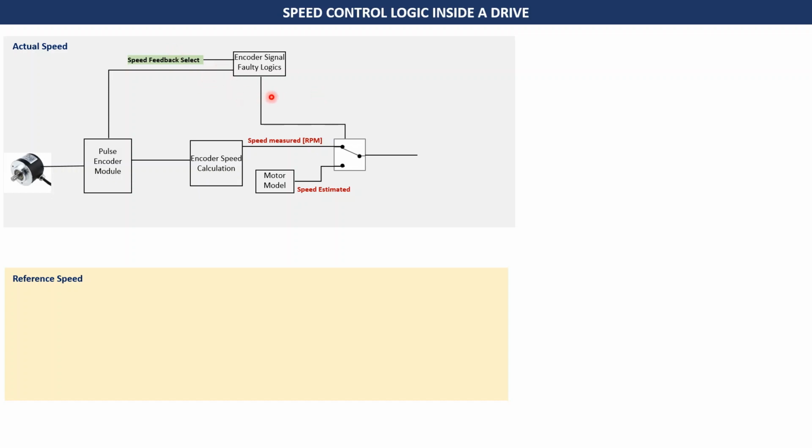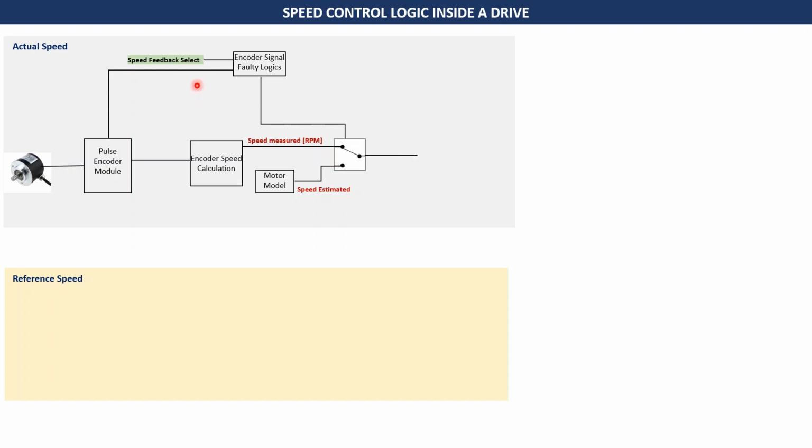Why is this going into this block? This block is the encoder signal faulty logic. If suppose this particular encoder starts giving a faulty value, you don't want that to go into the drive for processing, right? So even if the speed feedback select is encoder, this will not allow this value to go here in case the signal is faulty. So this is a safety aspect. But if the signal coming is healthy and the speed feedback select is set as encoder, then the speed measured RPM goes further into the logic.